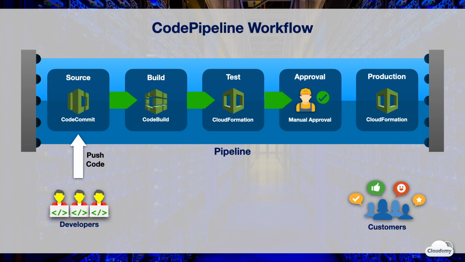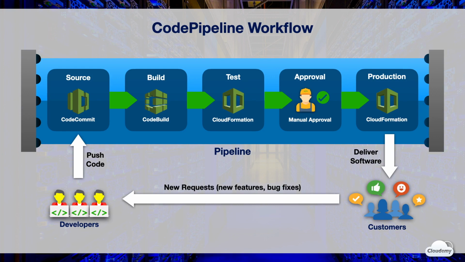When the test stage is completed, CodePipeline sends a notification to the release team for manual approval. The application is ready to be released to the production environment. The approval action triggers the production deployment. CodePipeline uses CloudFormation to deploy the application and update the infrastructure. New application features are released to customers, and feedback is gathered. New development requests such as new features or bug fixes are sent to developers. A new development and release cycle begins. CodePipeline enables developers to rapidly update the application and release new features.